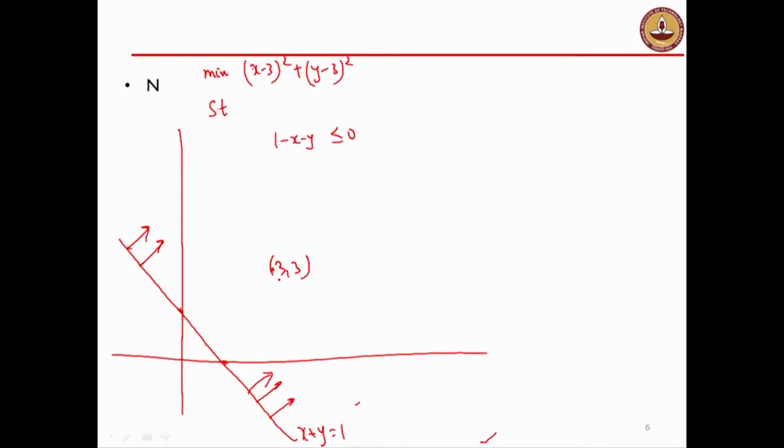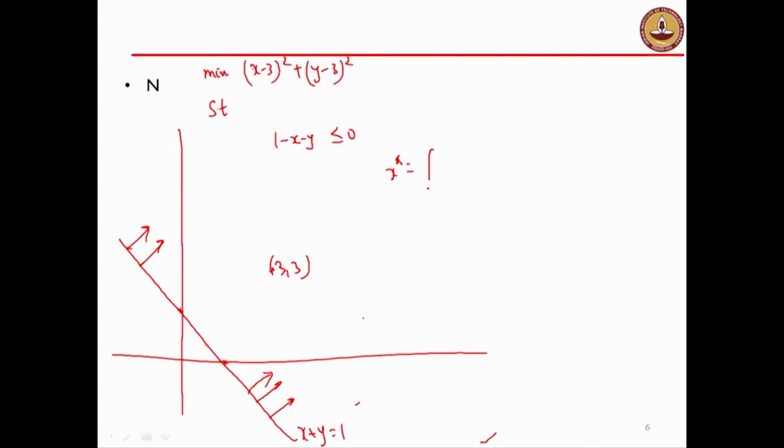So which point is the closest from this 3 comma 3 now? My feasible region is all the space above the line. Which is my closest point? 3 comma 3 itself. My optimum is 3 comma 3. That we know. The closest point of 3 comma 3 is 3 comma 3 itself, and that is a feasible point. In the previous case, 3 comma 3 was not a feasible point because I had to be below the line x plus y equal to 1.